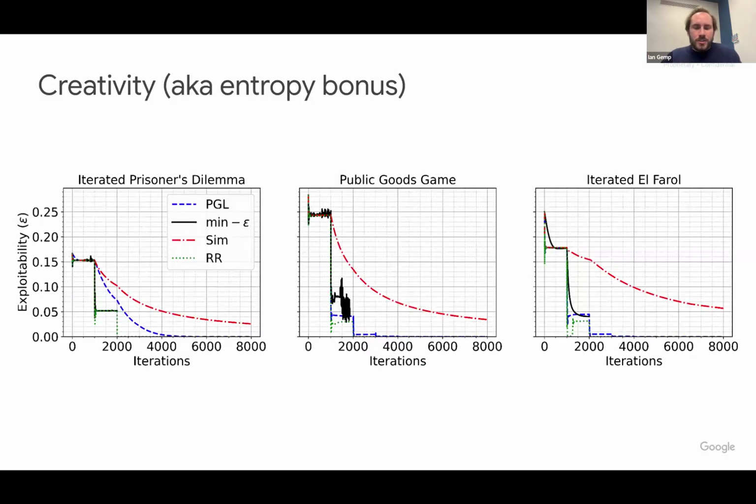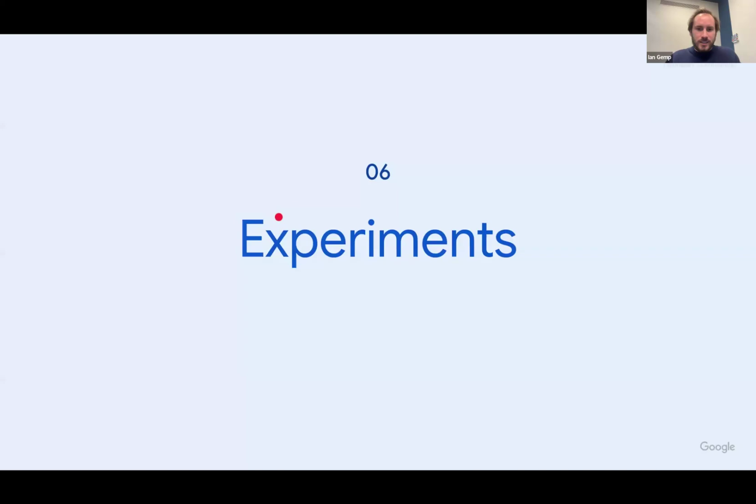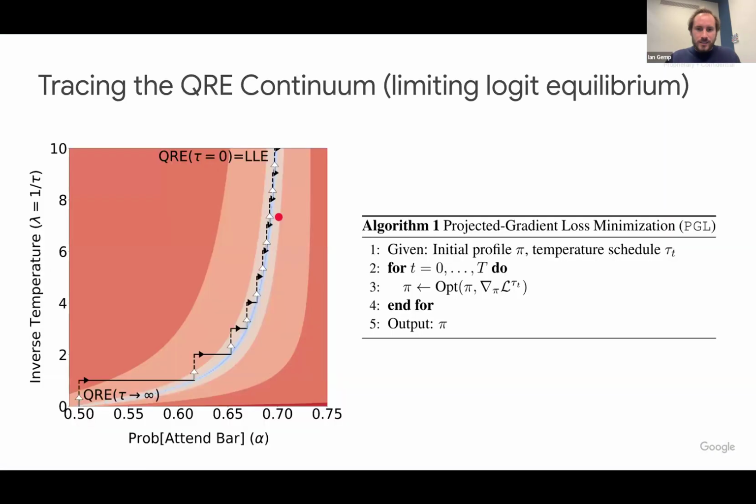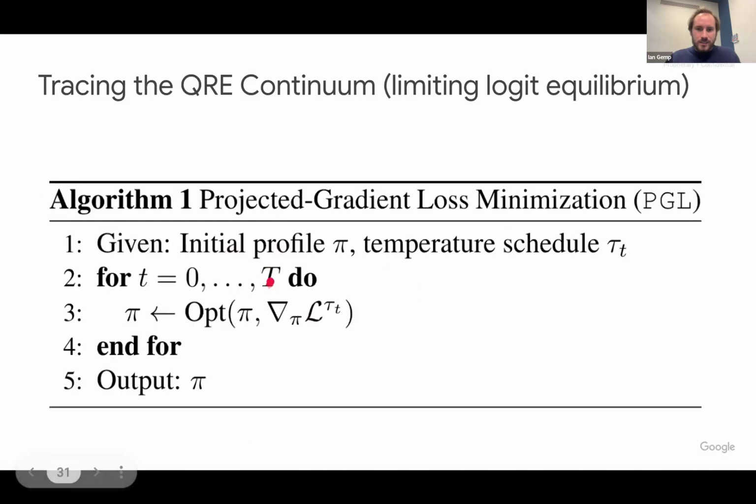Okay, and now just to show experiments and what this buys you. We ran this on iterated prisoner's dilemma, iterated public goods game, iterated AlphaRoll bar problem. I assume everybody knows the prisoner's dilemma. And we compared against a number of other baselines. On the y-axis is exploitability, so going down to 0 means you found a Nash. Iterations are on the x-axis, and that's like the T in this algorithm.